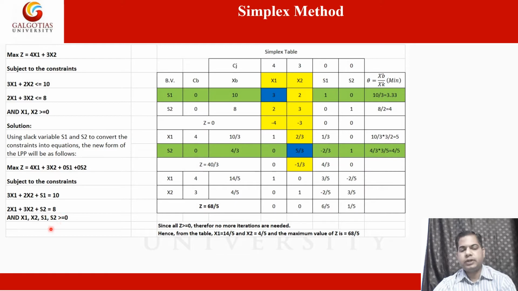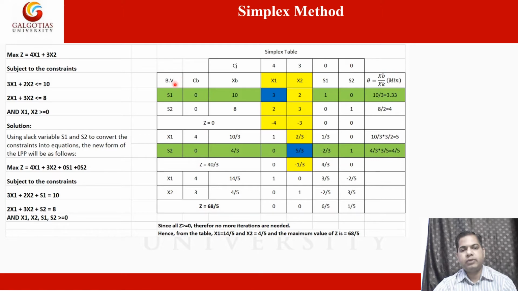Now since we know that the slack variables are non-negative variables, that means they cannot be less than 0. So my non-negativity constraint will be x1, x2, s1, s2 greater than or equal to 0. Now I will prepare the simplex table, and this is the structure of the table. The first column is known as B.V., the second is CB, then XB, then x1, x2, s1, s2, and the last one is theta. Theta is XB upon XK, minimum.